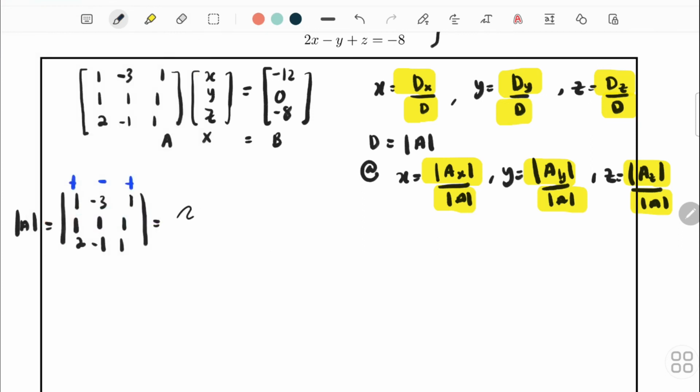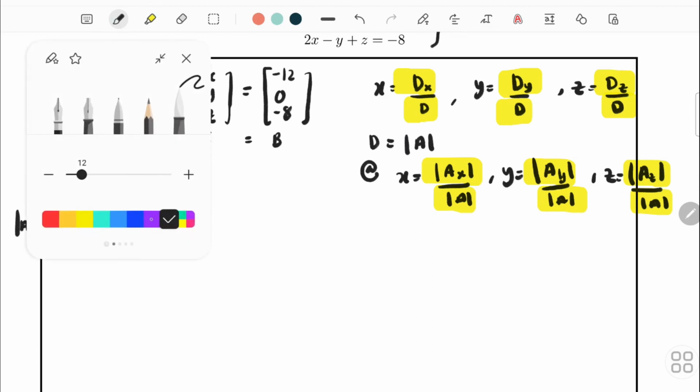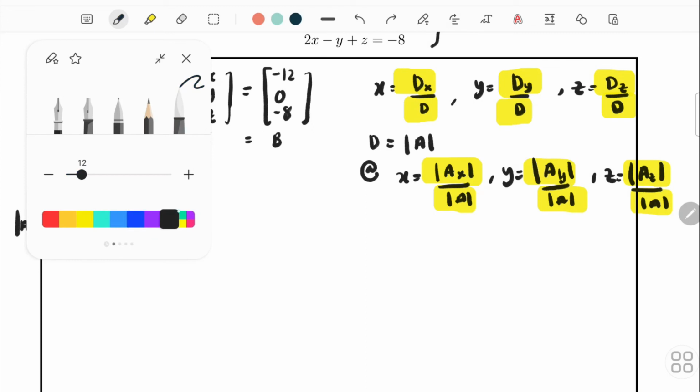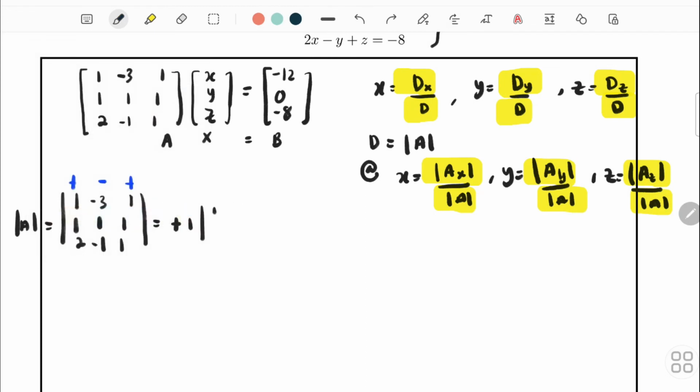So you write a positive 1, multiplied by the minor where you delete the first row and the first column. You delete this row and this column, and you get the remaining elements here, which are 1, 1, -1, 1. Then minus -3, multiplied by its minor, deleting its row and its column, so you get 1, 1, 2, 1. And lastly, plus 1, multiplied by its minor, deleting its row and column.